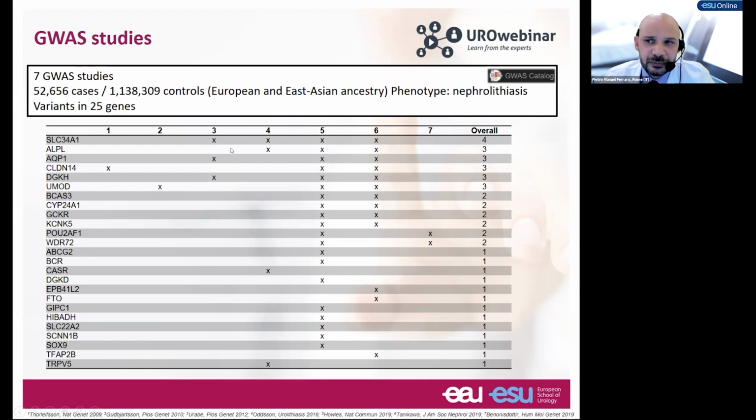As you can see, variants have been reported in 25 genes. The most consistent hits included SLC34A1, which is a sodium phosphate cotransporter, alkaline phosphatase, aquaporin 1, claudin 14, and these are all genes coding for proteins that, for the most part, are involved in the renal handling of water and electrolytes, not unsurprisingly.